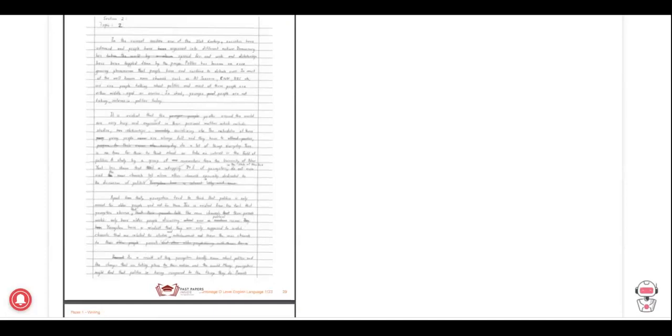Then he talks about the first paragraph where, let's say, he gives arguments. It is evident that the youth around the world are very busy and engrossed in their personal matters which include studies, relationships, socializing, etc. The schedules of these young people are always full and they have to do a lot of things every day.